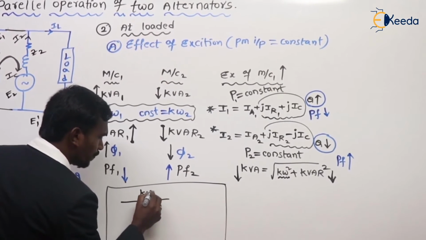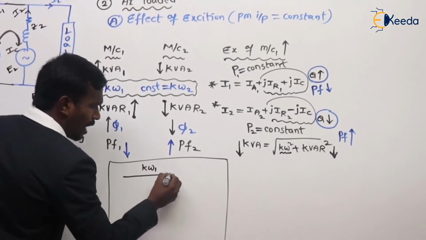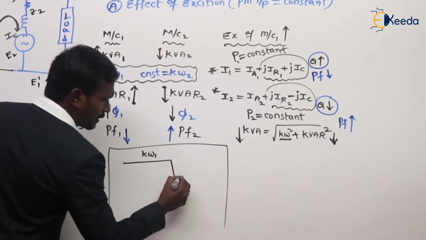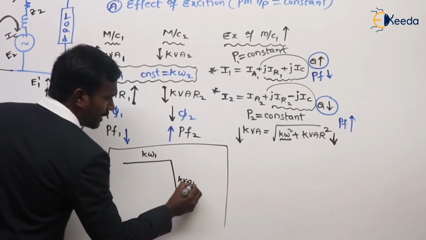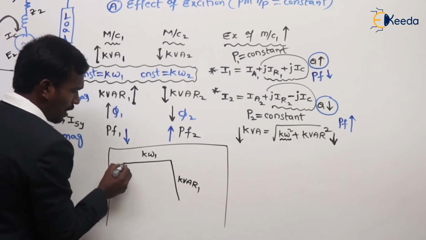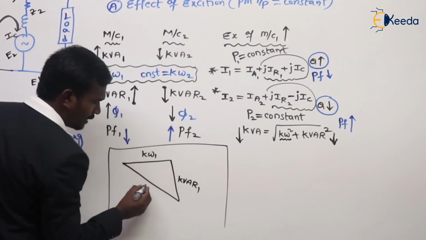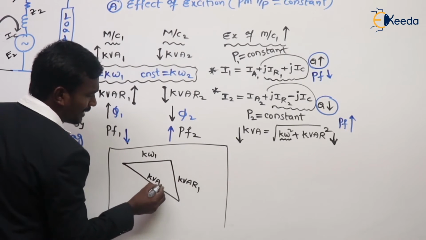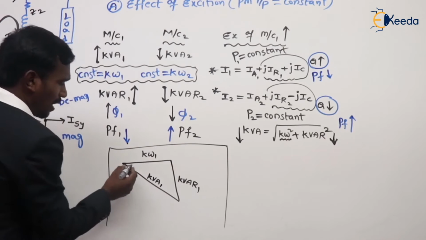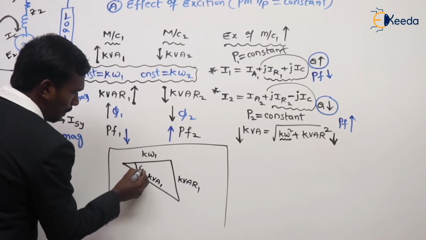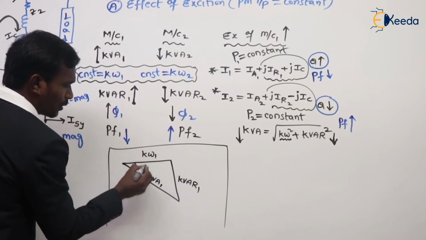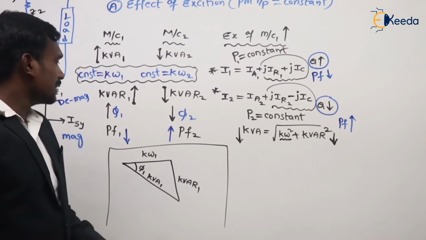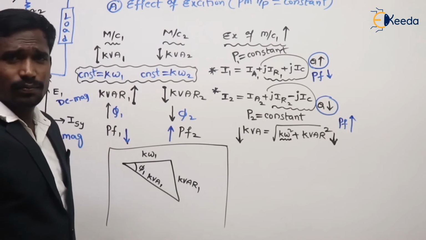For example, this is my kW, and this is my kVAR, and this is my kVA. Of course, this is the power factor angle, you know that, phi 1. This is actually machine 1.